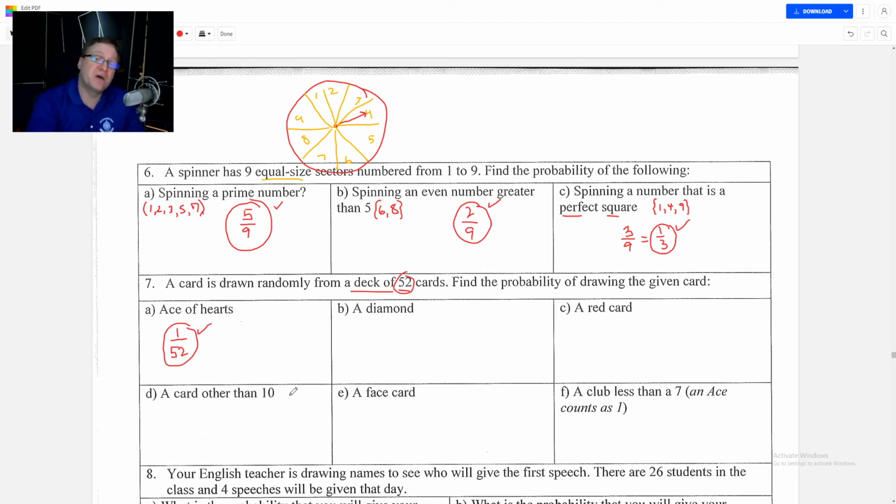Next, what about the probability that we get a diamond? Well, how many diamonds are there in the deck?